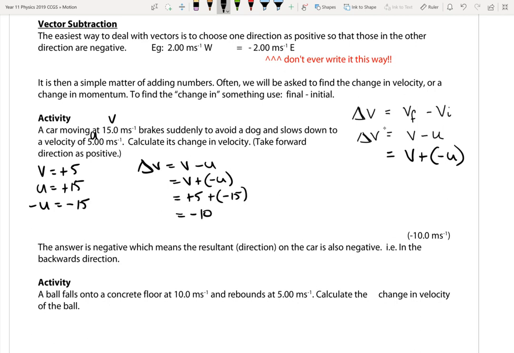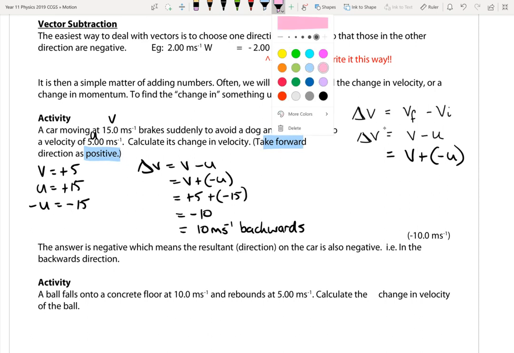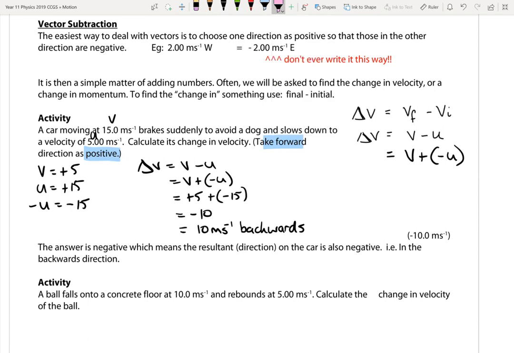And remember, we never express direction with plus or minus. We always convert it back: 10 meters per second backwards. Because we were given the convention that forwards is positive. So you were asked to use the convention forwards equals positive. Okay?